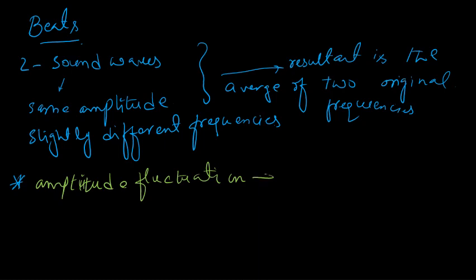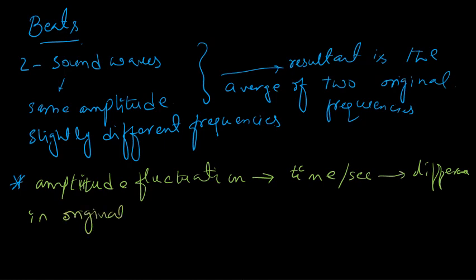So the fluctuation produced per second is equal to the difference in original frequencies. For example, if the original sound waves have frequencies of 440 and 442 Hz, we will hear a sound of frequency 441 Hz, with two loudness peaks, which are called beats per second.